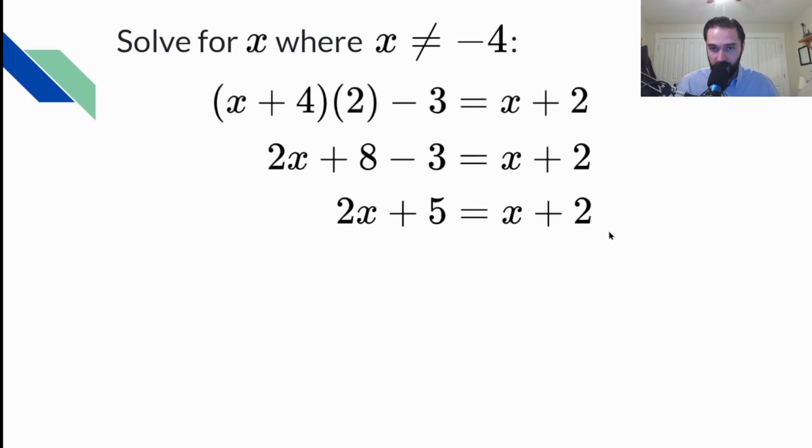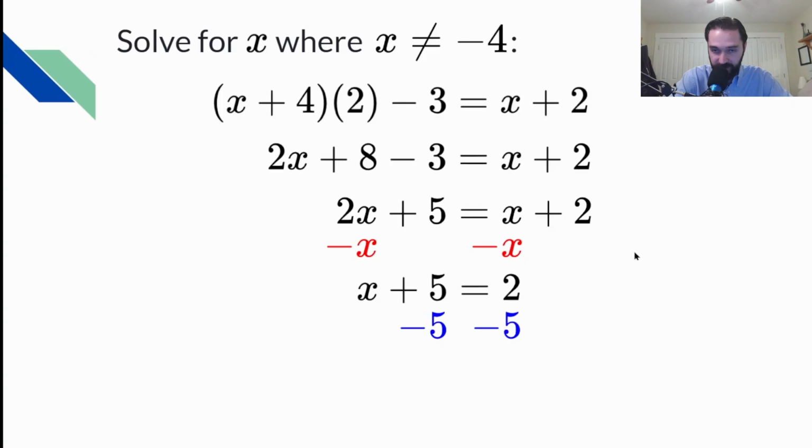Now we want to get everything involving x on the left-hand side and everything with constants to the right-hand side. So let's subtract x from both sides, and that'll give us x plus 5 equals 2. And then let's subtract 5 from both sides, and that'll give us x equals -3. So the solution is x equals -3.